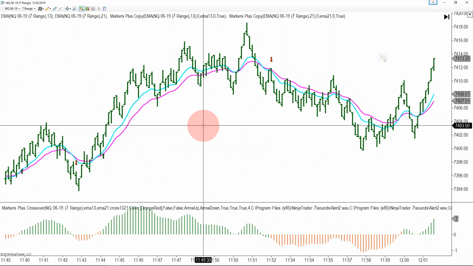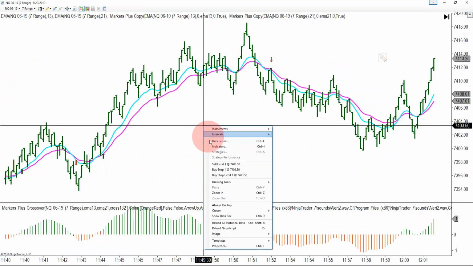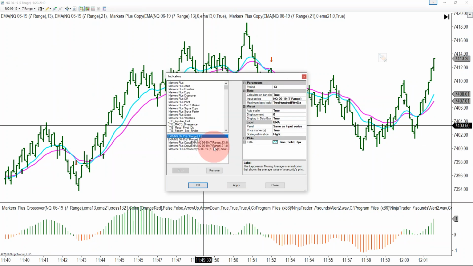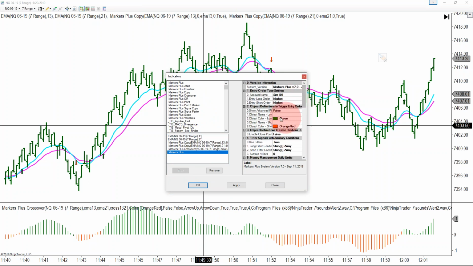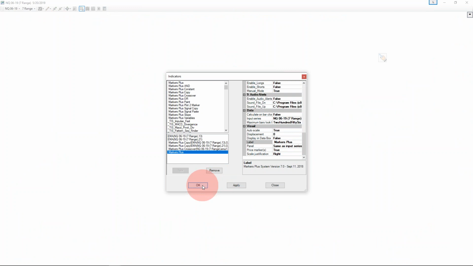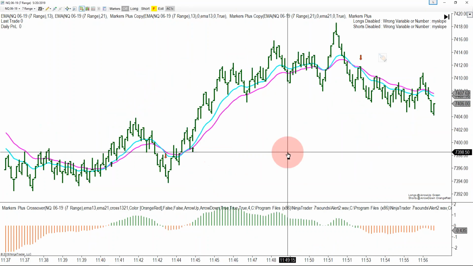Now, you ready to take this to full automation? All we have to do is this: indicators, markers plus, new, and then we have to make sure that in this area, object definitions to trigger orders, we're using arrows. So for buys, we're using up arrow. For sells, we're using down arrow. And green and orange red are the correct signals. That's really all there is to it. We click OK. And now look what we have here.